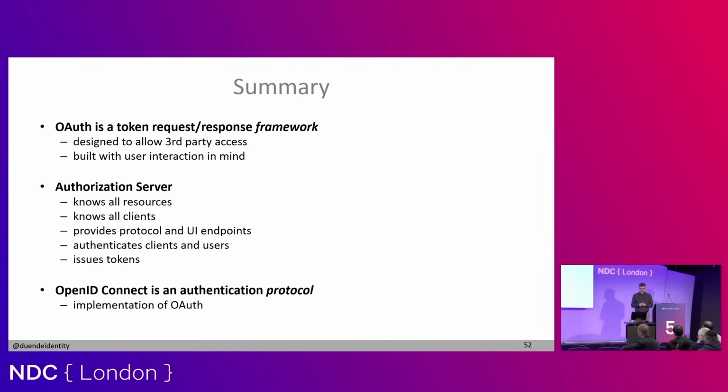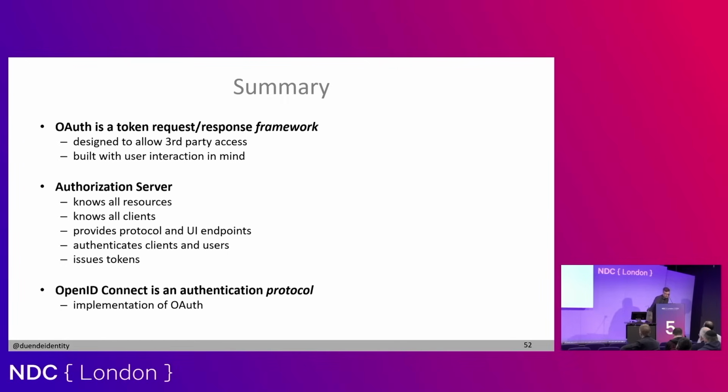So to summarize, OAuth is a token request-response framework. The important invention above what we had previously in SAML 2 is that it's designed for the internet era with third-party access, and it's built with user interaction in mind. SAML 2, as an enterprise protocol, does not leave the user with a say at all. The authorization server knows all the resources, knows about the clients, authenticates clients and users, and issues tokens.